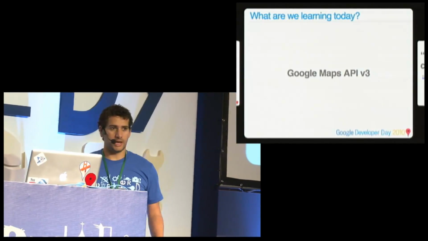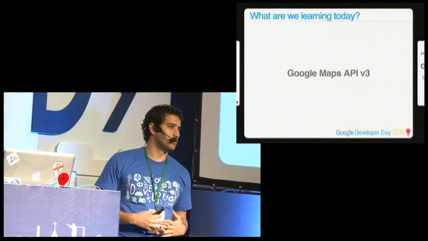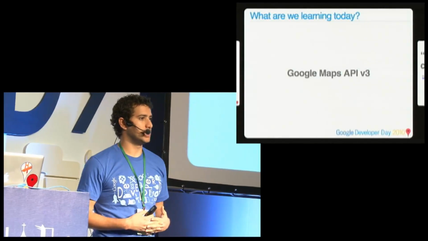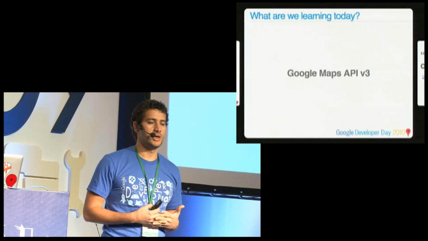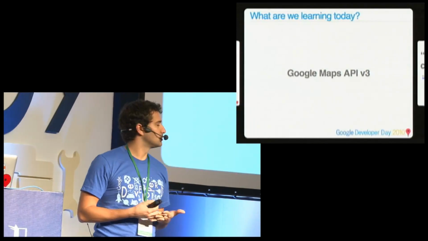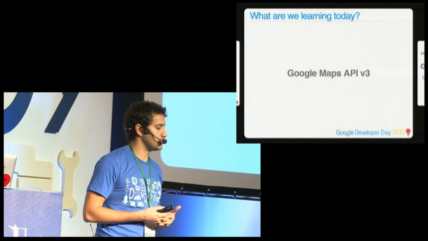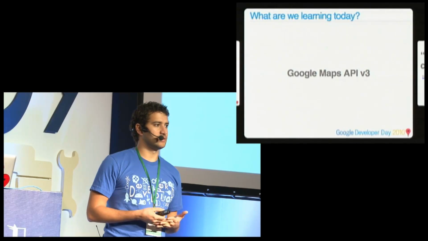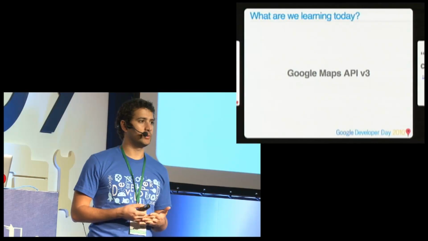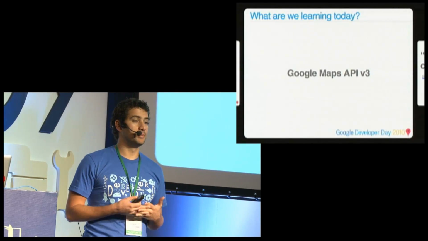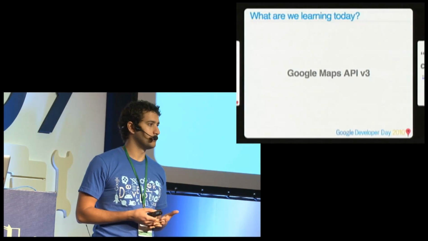So today I'm going to talk about the Google Maps API version 3. We're going to learn how to build a map, learn about some new features, and sort of explore version 3 of the Maps API. But before we dive into that, I want to give you a little bit of history over why we decided to build version 3 of the Maps API.